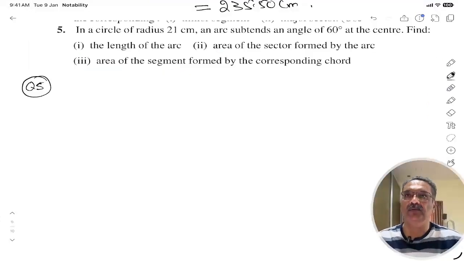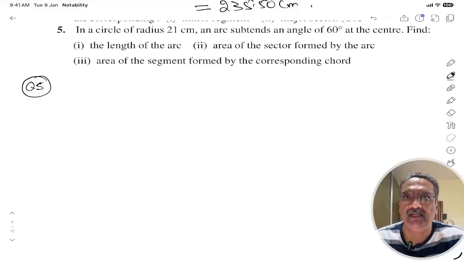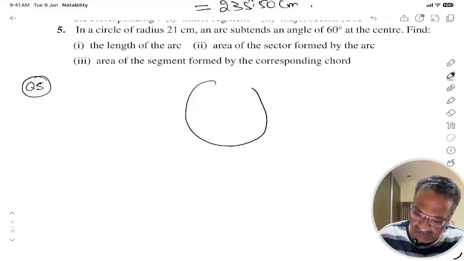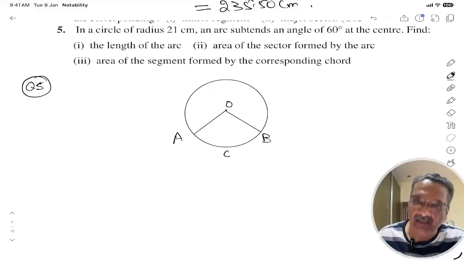Okay, let's now come to question number 5. In a circle of radius 21 centimeters, there is a circle whose radius is 21 centimeters, an arc subtends an angle of 60 degree at the center. Very simple explanation. See, there is a circle and there is an arc which subtends an angle of 60 degrees at the center. So I will call the circle as O, and the arc as ACB.